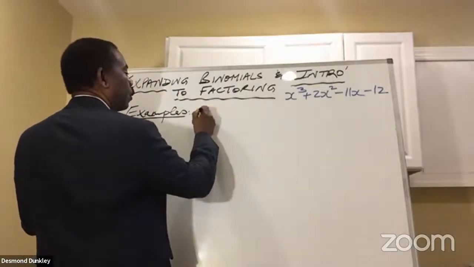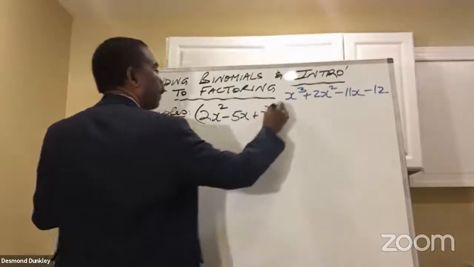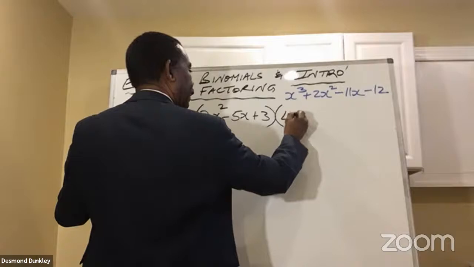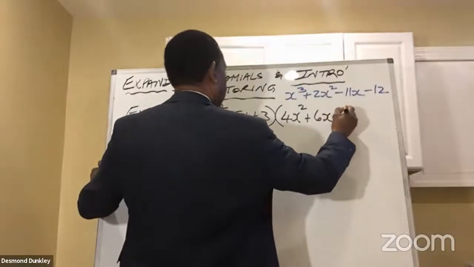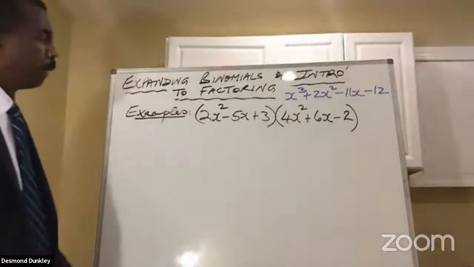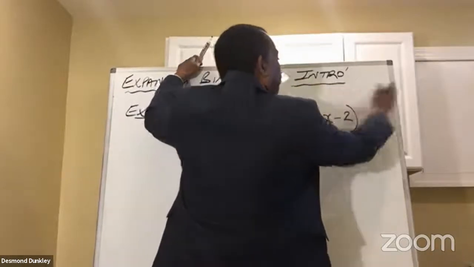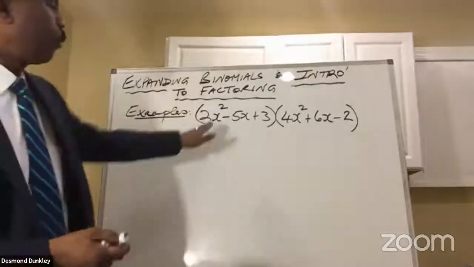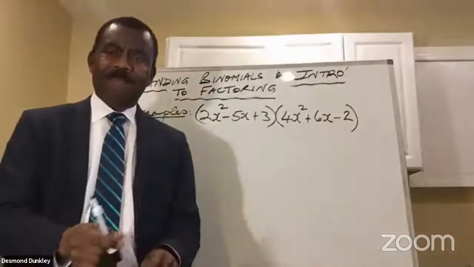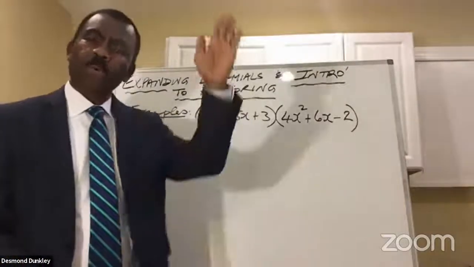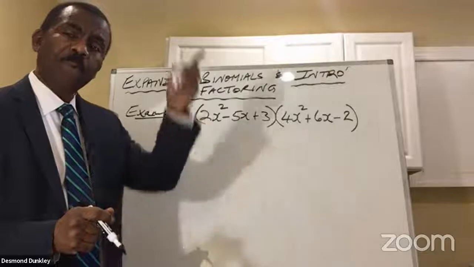If you had, say, 2x squared minus 5x plus 3 times 4x squared plus 6x minus 2. If you're asked to expand that, so you have a trinomial times a trinomial. I said to you that there are 2 methods, but actually there are 3. You could use the box, you could use the linear, and I'm going to show you a vertical approach, okay? So we're going to do the linear first, and hopefully we get the same result when we do the vertical.